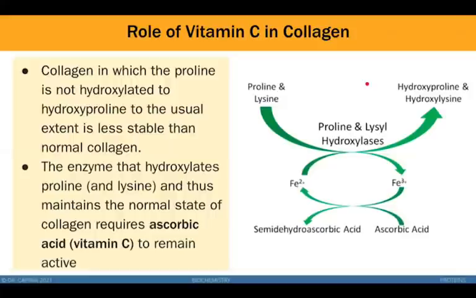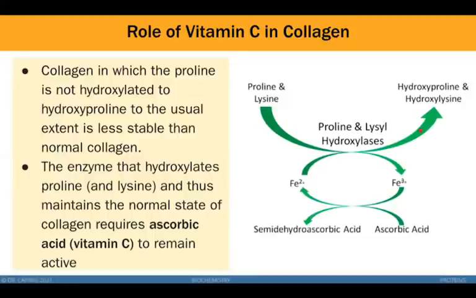So what is the role of vitamin C in collagen? The role of vitamin C in collagen is that it is a cofactor in the hydroxylation of proline and lysine. Lysine and proline are usually hydroxylated once they are incorporated into the amino acids of the collagen. They are hydroxylated by the enzymes proline and lysyl hydroxylases, and it requires ascorbic acid to function. Without ascorbic acid, there will be no conversion of proline and lysine to hydroxyproline and hydroxylysine.